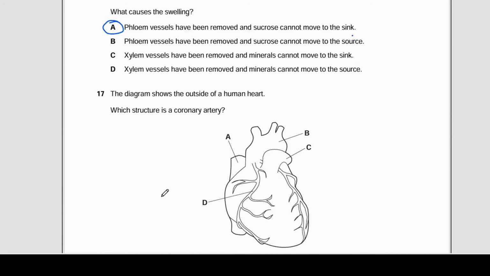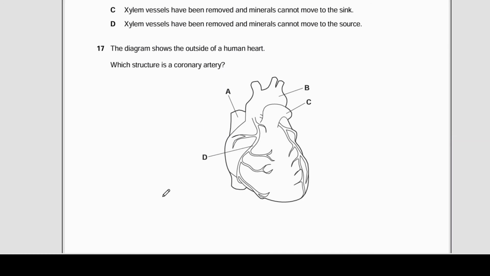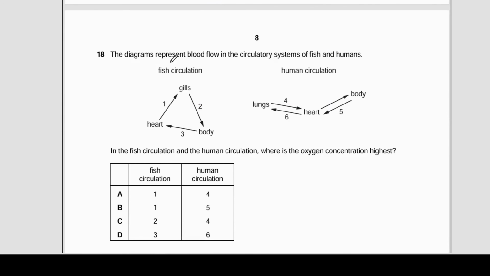Okay, the diagram shows the outside of the human heart. What structure is the coronary artery? D. What is A? It's vena cava. What is B? Aorta. And what is C? It is the pulmonary vein, because it's connected to the left part. Yes.